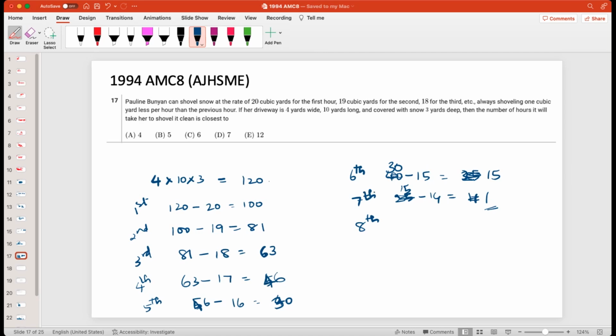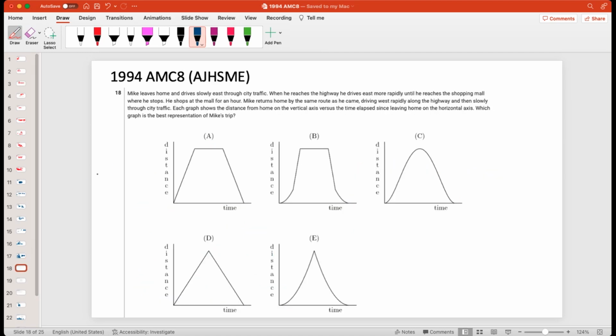So the closest that she will take is equal to 7. This is the answer. It won't end evenly, it will go to the 8th hour, but they are asking the closest hour, so it's 7. Be careful, don't make mistakes like me here, okay? Calculation errors. Going to the next one.